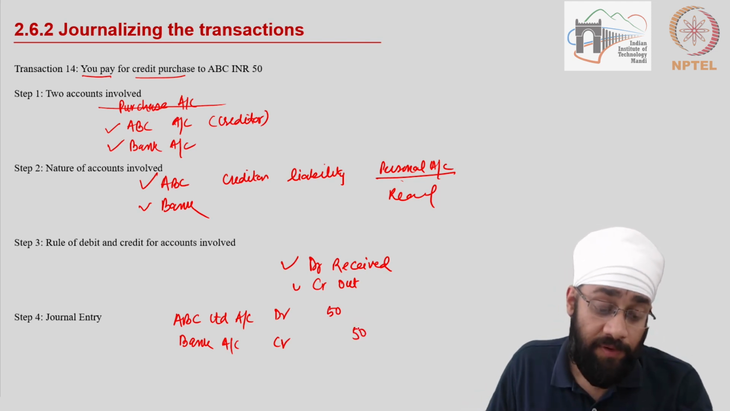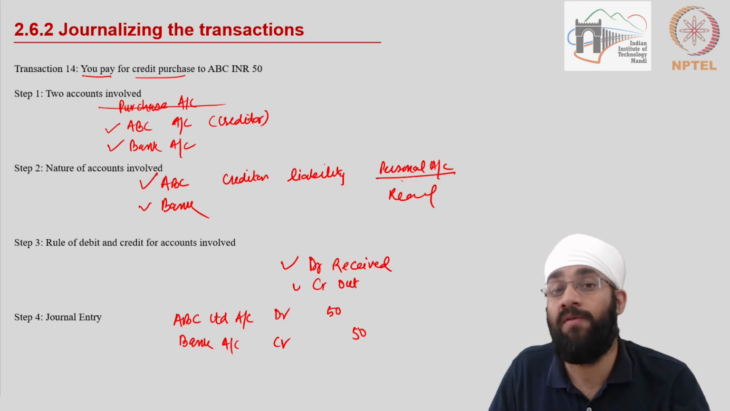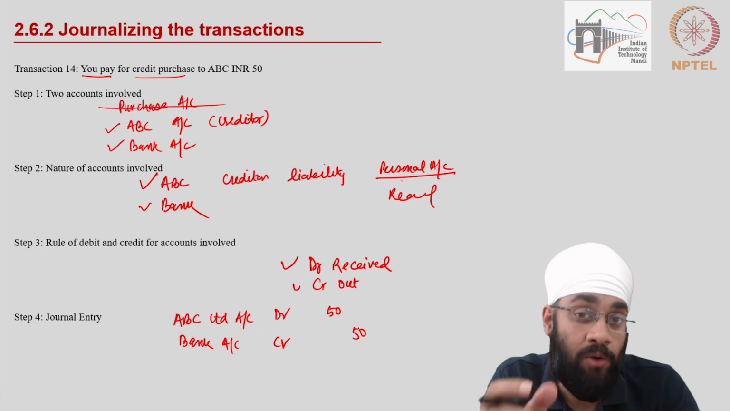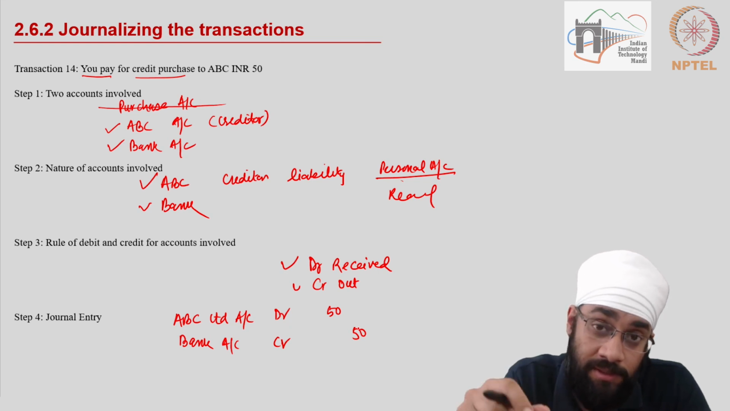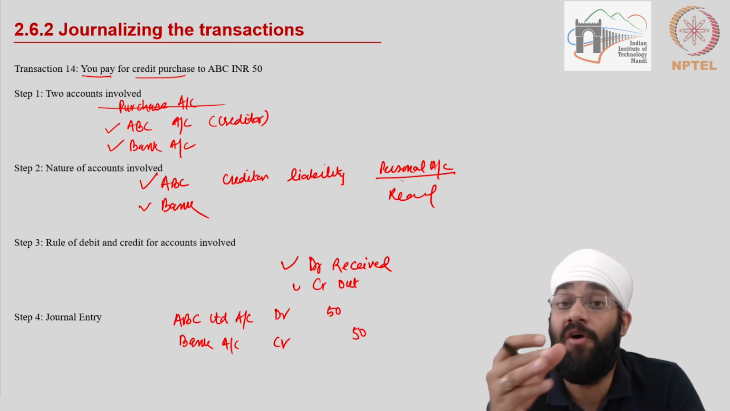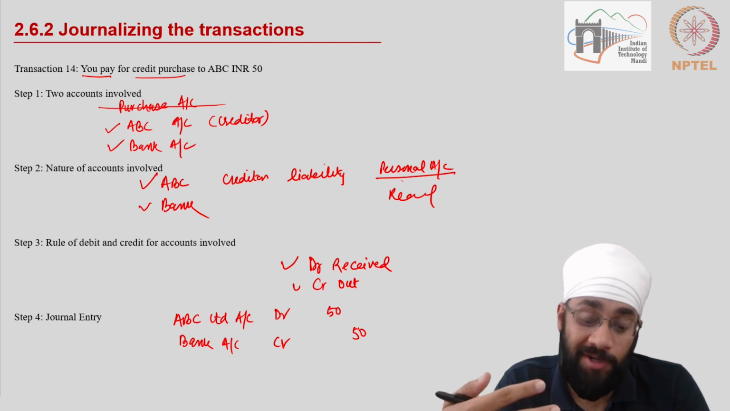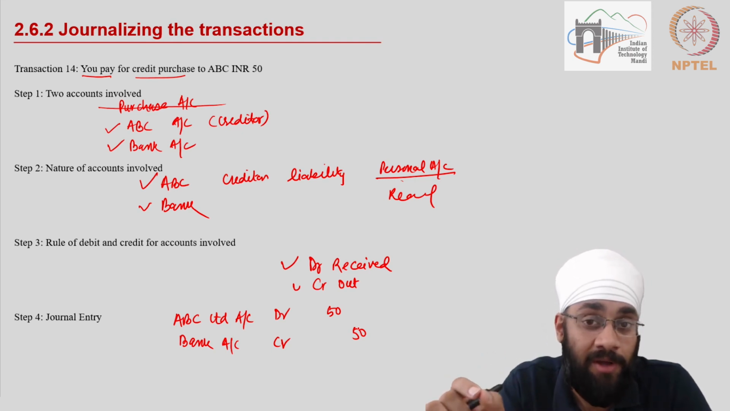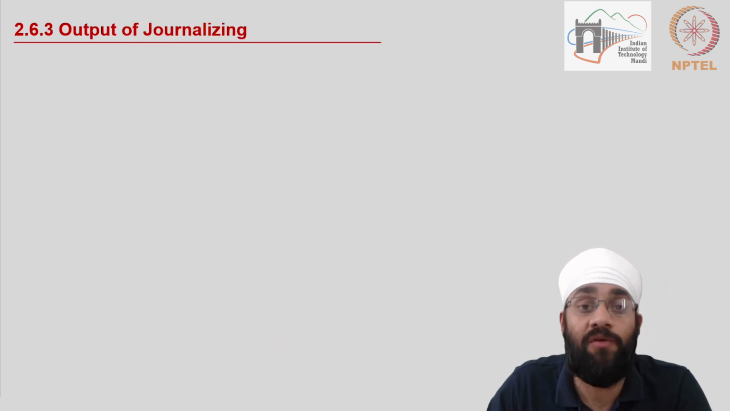So there you go. We have learned how to journalize the transactions in the book of first entry called journal. We took a step-by-step approach in which we identify the accounts in which the entry should be made. We identify the nature of these accounts, personal, real, nominal, and then we use the rule of debit and credit for personal, real, and nominal accounts, and then we write the journal entry. Once you get more versed with it, you don't have to go through these steps. You can just look at the transaction and write the journal entry. That's how it happens.